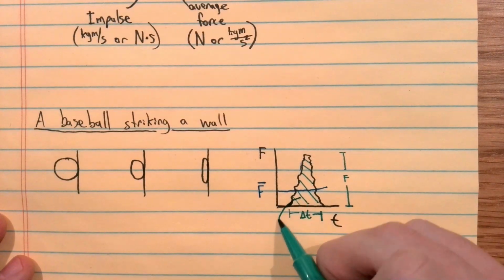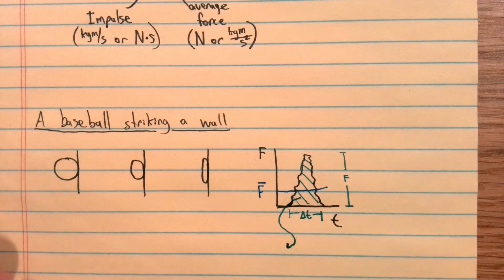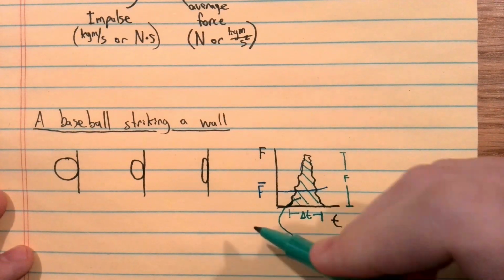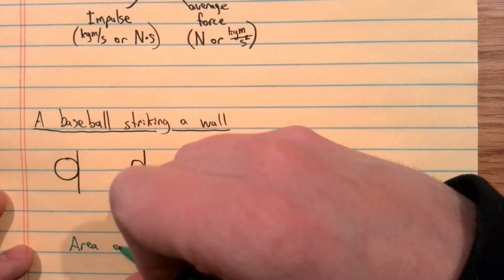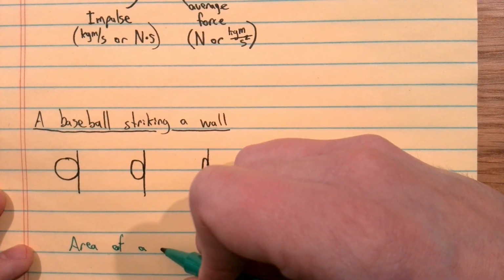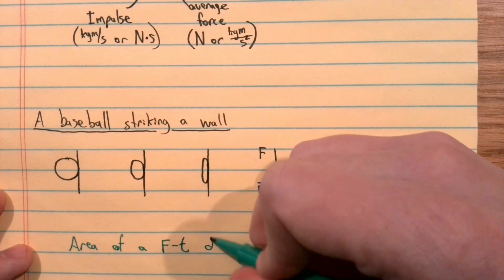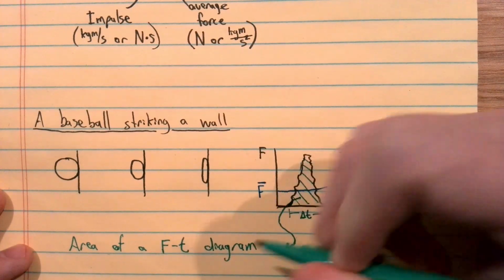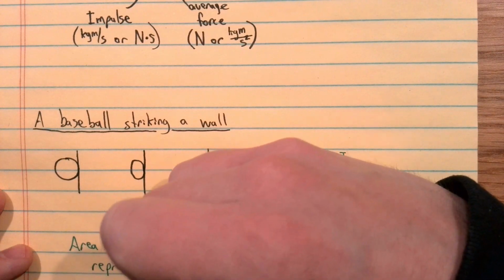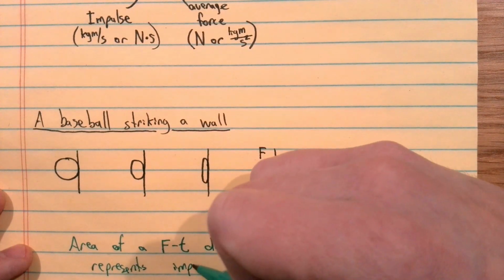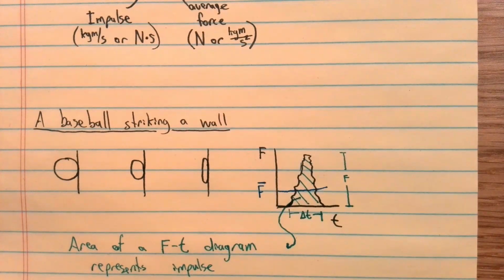So this is just a cool concept. I just want to show you that graphs have meaning. The parts of graphs have meaning. So the area of a FT diagram, a force time diagram, represents impulse. Much like the area of an acceleration time diagram. No, we used velocity time. The area of a velocity time graph is displacement. Check out your graphing chapter if you're not sure where that's coming from.